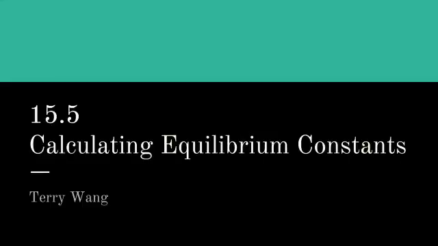In this video, I'll be explaining Chapter 15.5, Calculating Equilibrium Constants. So at this point, you should be familiar with the concept of equilibrium already. Equilibrium occurs when opposing reactions proceed at equal rates. That just means the rate of formation of the reactants and the rate of formation of the products are the same.